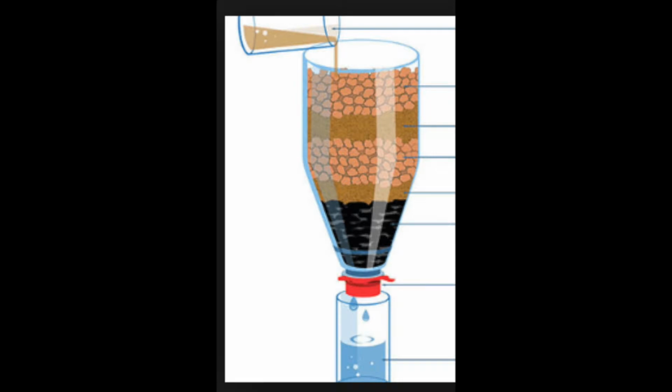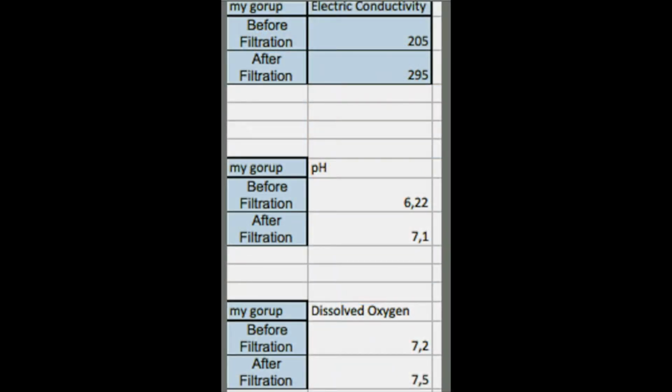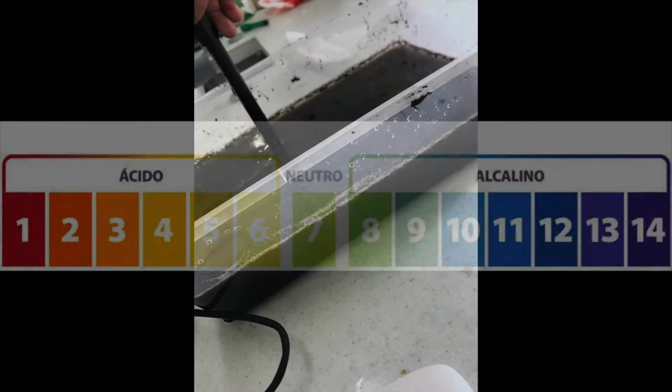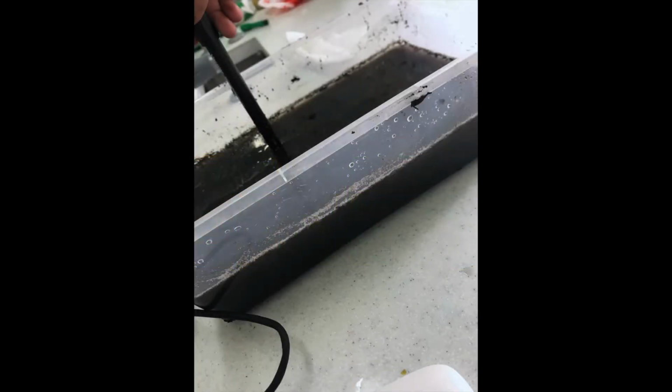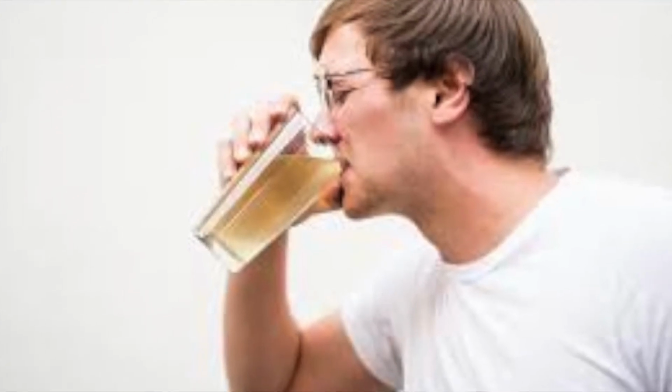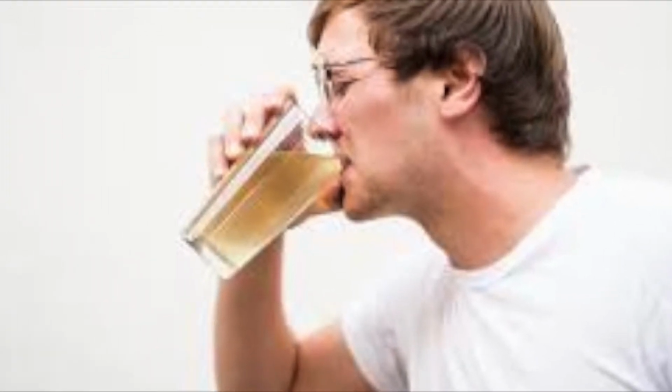Before the water was purified by the filter, the results were: pH 6.22, electric conductivity 205, and dissolved oxygen 7.2. The pH of water tells how acidic or basic it is, and it's measured on a scale from 0 to 14. The sample I took before passing it through the water filter showed that the pH was 6.22. That means it's too acidic to be drunk.